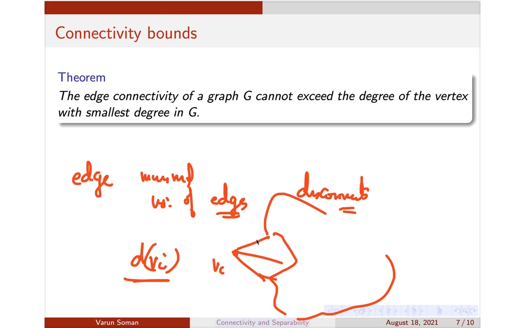Now if I delete all those edges which are coming to vi, what will happen? This graph will become disconnected. This is clear. If I am just deleting these edges which are coming to vi, the graph will become disconnected and vi will be isolated. So that means these edges disconnect the graph. I don't know whether it's a cut.